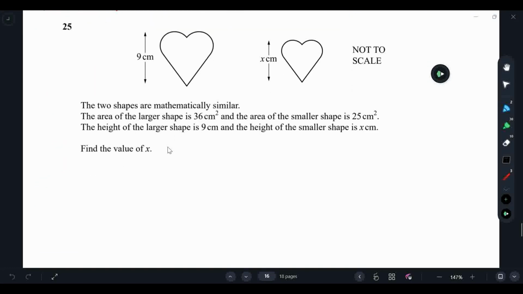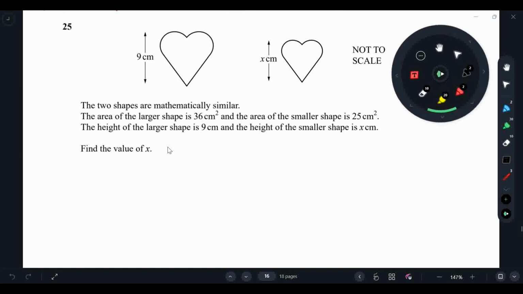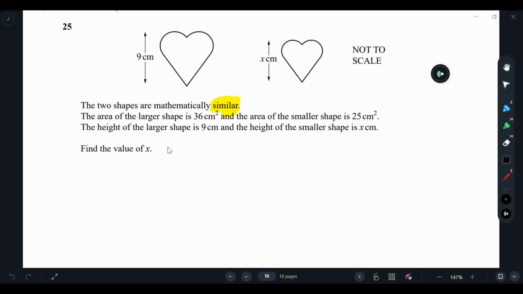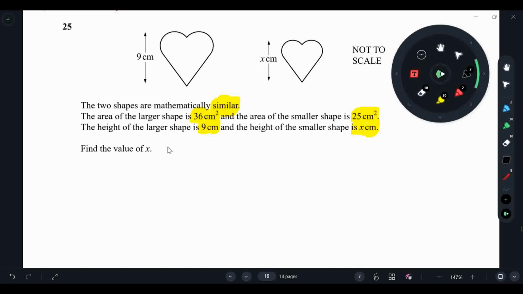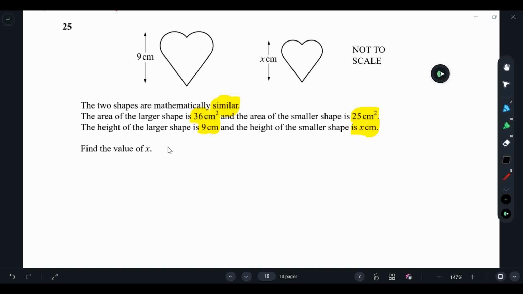Question number 25. In question number 25, two shapes are mathematically similar. So this one is a key point: similar. The area of the largest shape is 36 centimeters square. The area of the smaller shape is 25 centimeters square. The height of the largest shape is 9 centimeters. The height of the smaller shape is x centimeters. Now we need to write it like this: 9 divided by x is equal to, the area of the larger shape is 36, the area of the smaller one is 25.